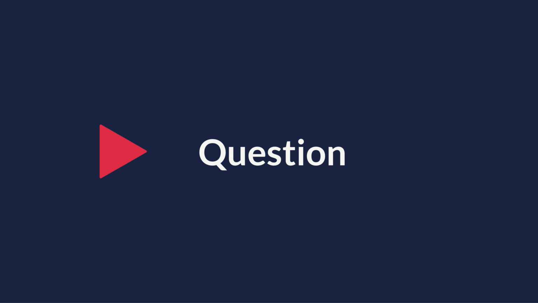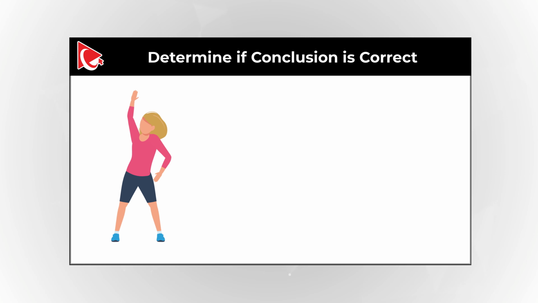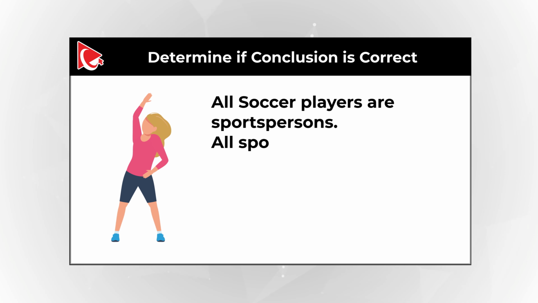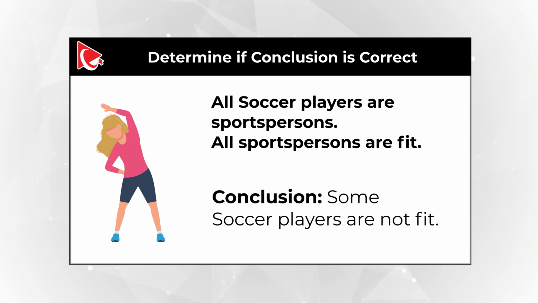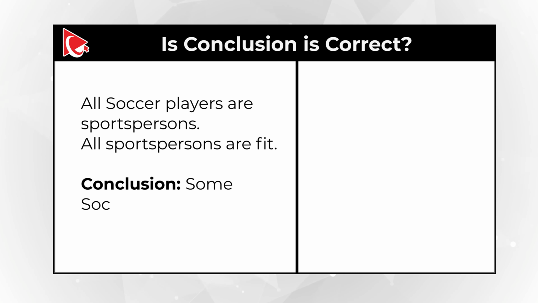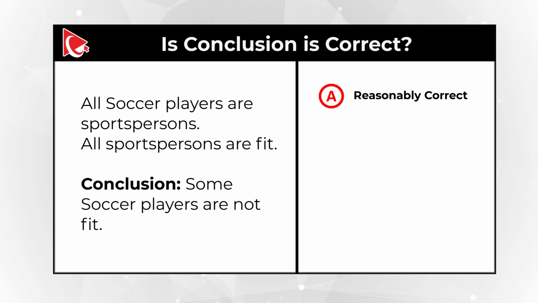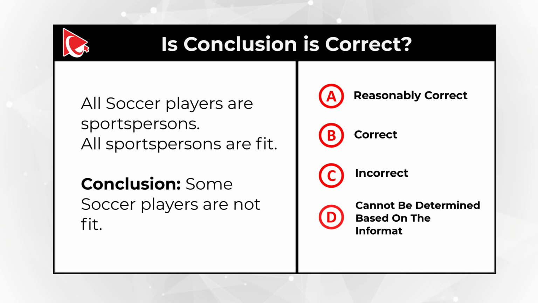Here is a frequently used question to test how logical you are. You need to determine if a conclusion is correct based on the statements. Let's look at the statement. All soccer players are sports persons, and all sports persons are fit. Conclusion: Some soccer players are not fit, and you need to determine if this particular conclusion is correct. You have 4 different choices to determine if the conclusion is accurate. Choice A, it's reasonably correct. Choice B, it is correct. Choice C, it's incorrect. And choice D, cannot be determined based on the information available.